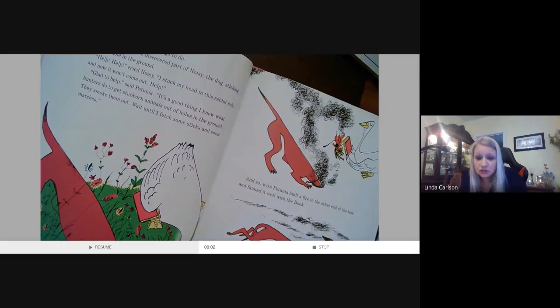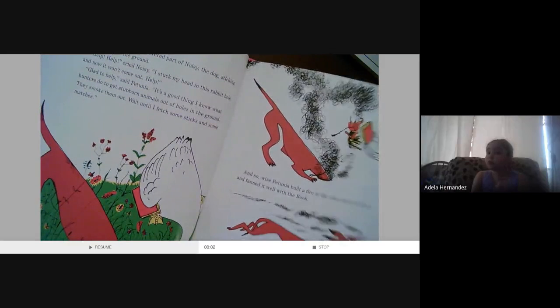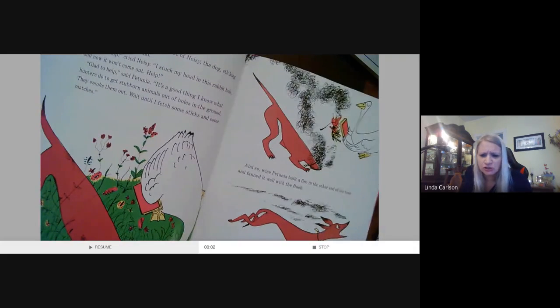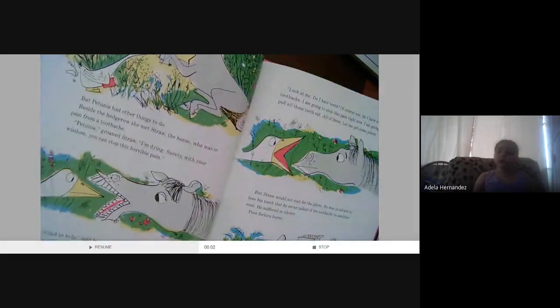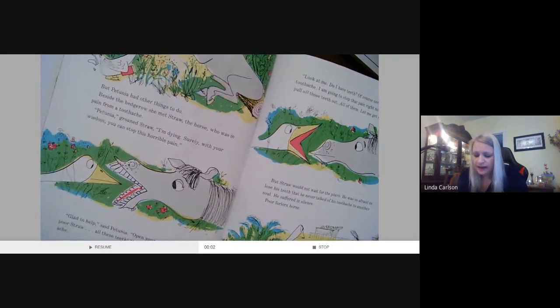By the way, never do that. Never, ever touch matches or try to get an animal out of a hole. Don't ever do that. That's not the best solution. So don't do that. Don't just pull. That actually will hurt the animal. So don't do that. Okay.